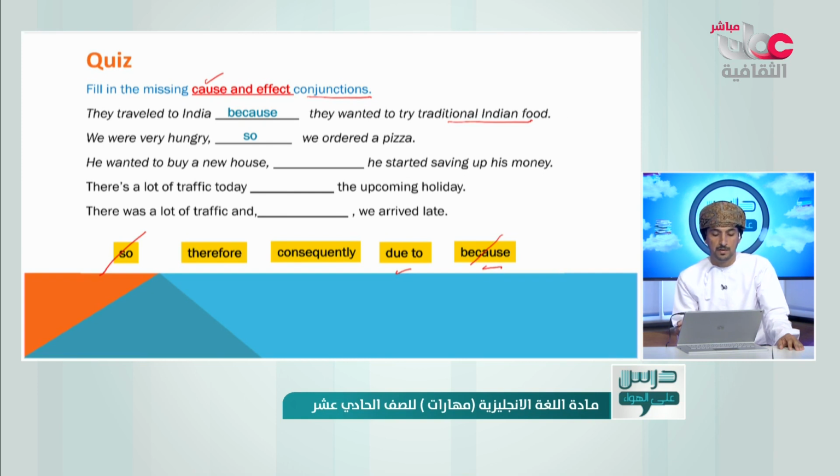Also, we have here effect. Okay, so we can use therefore or consequently. We'll use therefore here.